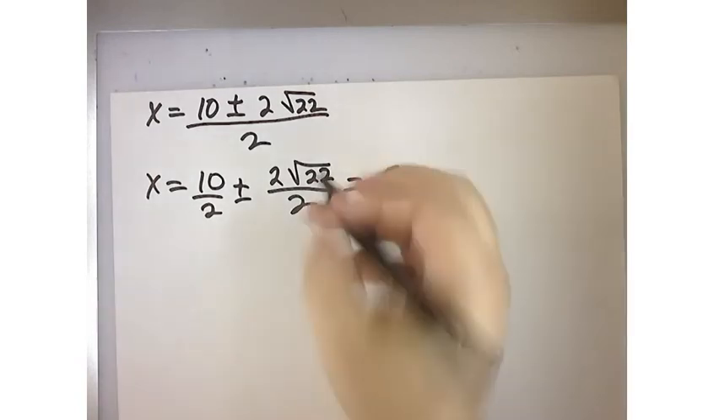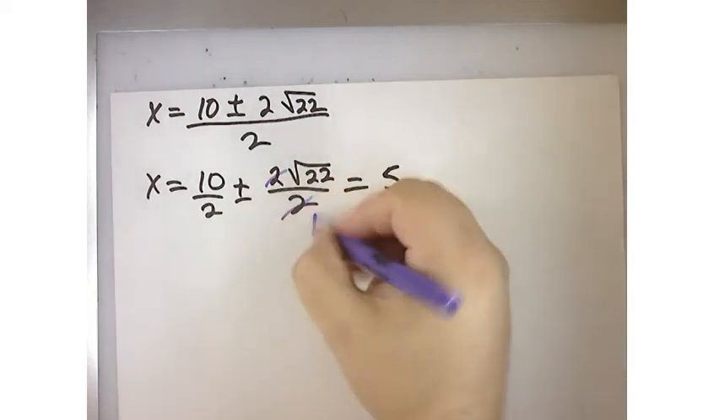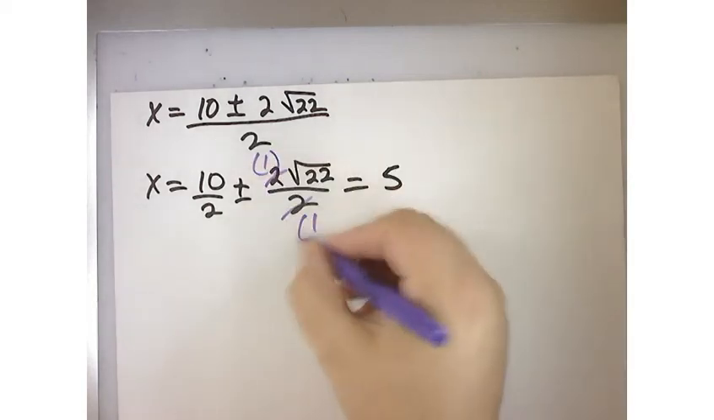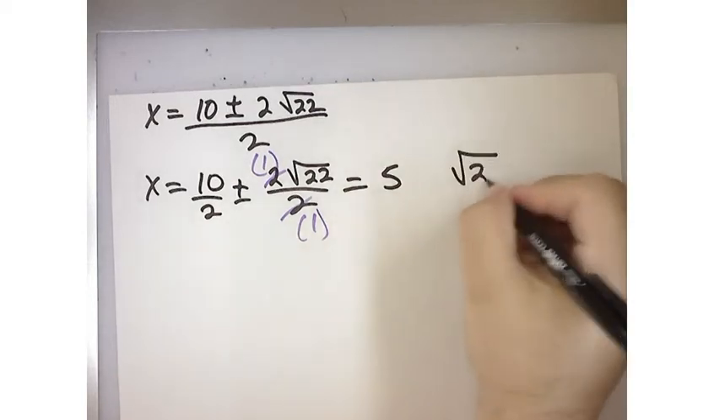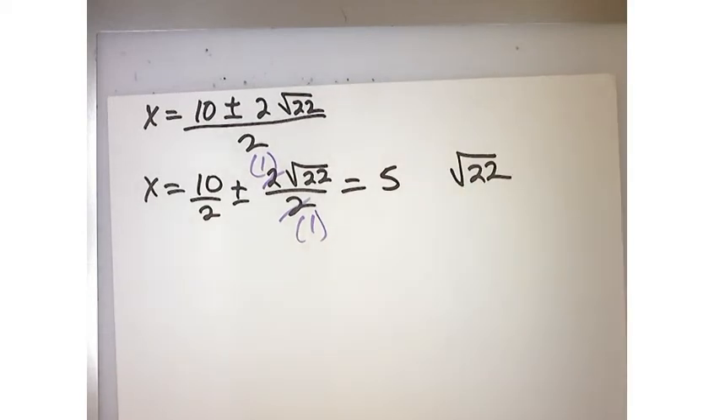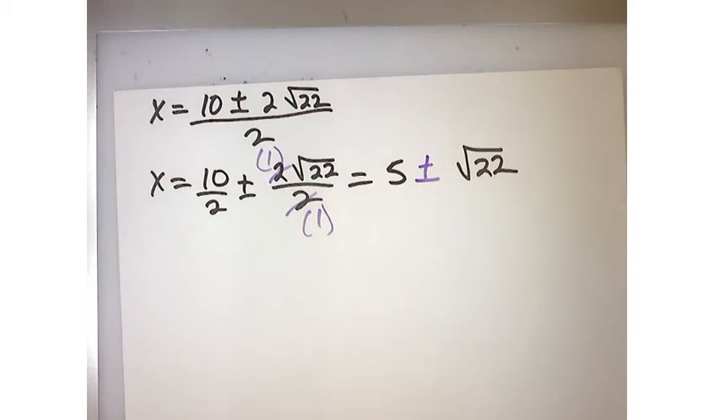What happens with my 2's on the next term? 2 divided by 2 is 1 over 1. 1 times the square root of 22 is square root of 22. And it's square root of 22 over 1. Do I need to write the 1? No. So it's 5 plus or minus the square root of 22.